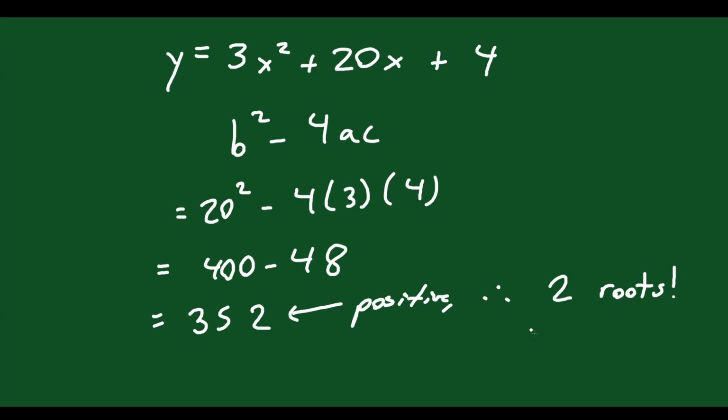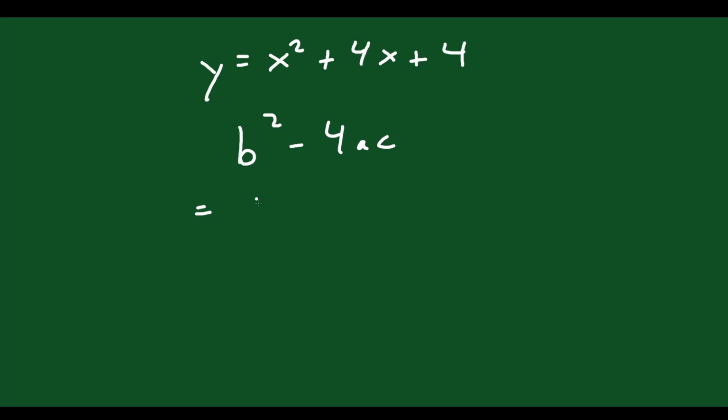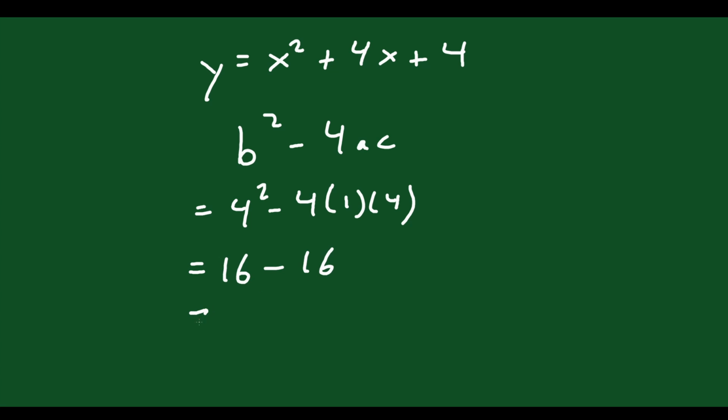Okay. One more. Let's say we have y equals x squared plus 4x plus 4. So we'll do b squared minus 4ac. So 4 squared minus 4 times 1 times 4. That's 16 minus 16. That's 0. So because this is 0, therefore we have 1 root. Okay, hopefully that makes sense.